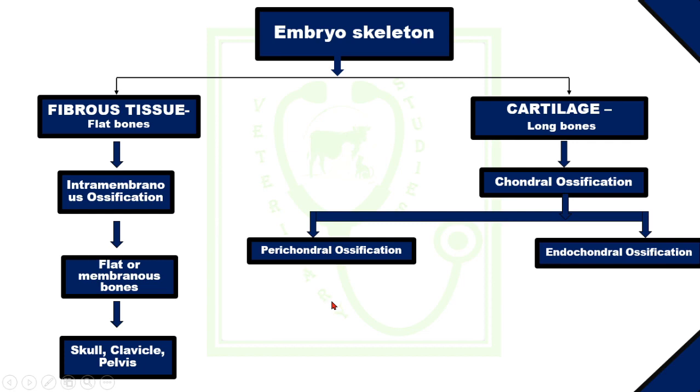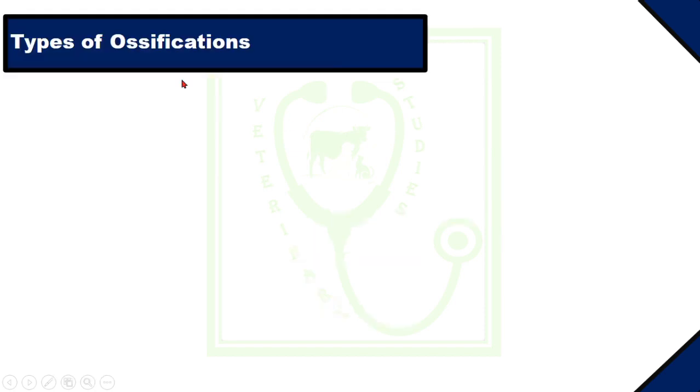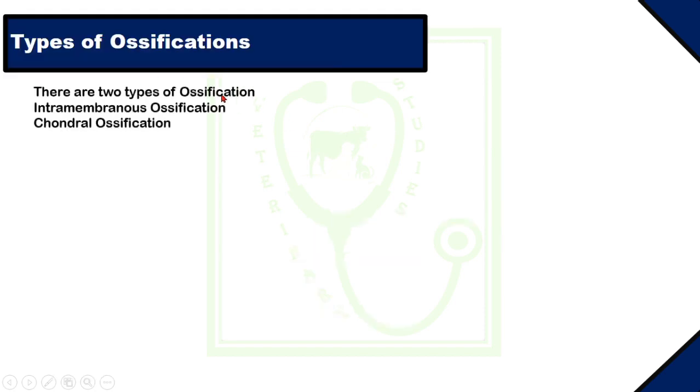Perichondral ossification. As the name denotes, peri means around, chondral means cartilaginous. So the periosteum, or outer surfaces and parts of bones, are developed by perichondral ossification, whereas endochondral means inner or central part. So the central part and medullary cavity are developed by endochondral ossification. Types of ossification. There are two types of ossification: intramembranous ossification and chondral ossification.